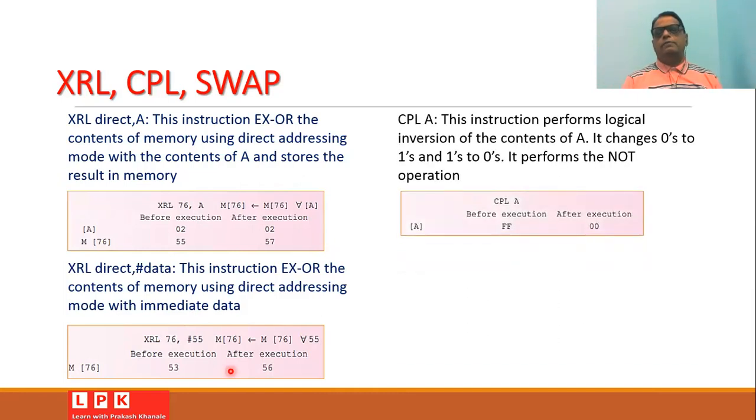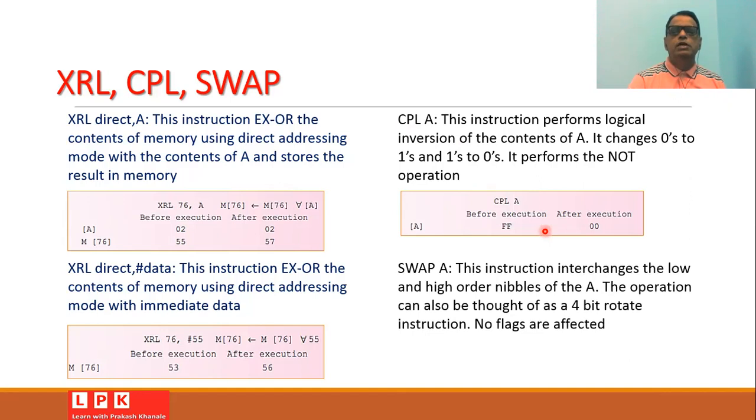Another form of the logical instruction that is frequently needed is the complement logic. It is written as CPL. Whenever we want to complement the content of the accumulator, that is, whenever we want to change 0 to 1 and 1 to 0, that is called a complement or NOT operation. So CPL A will perform the logical inversion of the content of A. It will change 0 to 1 and 1 to 0. That is, it will perform the NOT operation. If we write the instruction CPL A, and if A has FF, then after the execution of this instruction, we will get the result 00.